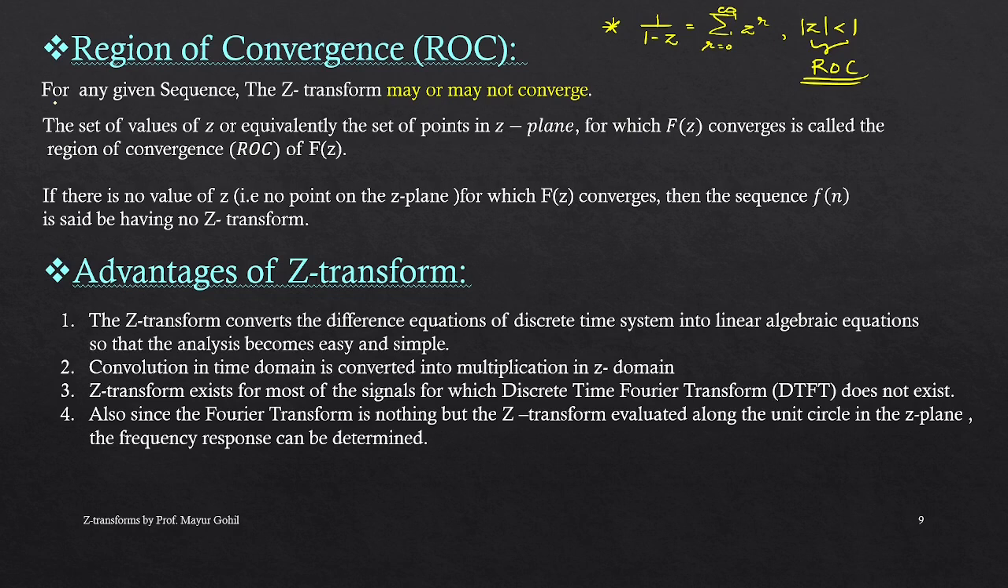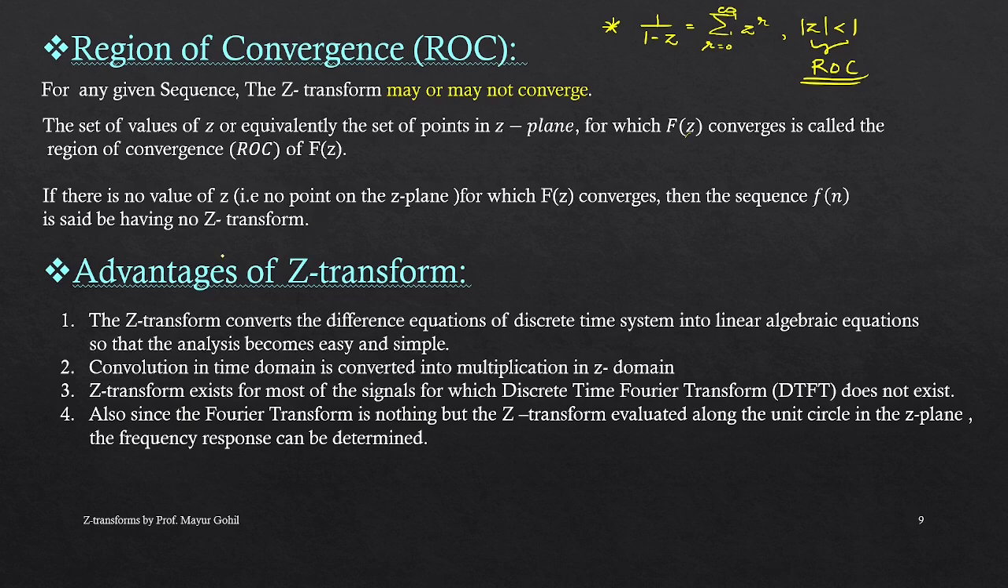So what does it say? That for any given sequence, the Z transform may or may not converge. That means we may have a Z transform for that sequence, or we may not. The set of values of z, or equivalently the set of points in the z plane for which f of z converges, is called the region of convergence of f of z. Now if there is no value of z for which f of z converges, then the sequence f of n is said to have no Z transform. This is basically the whole process, because ROC may not be there.